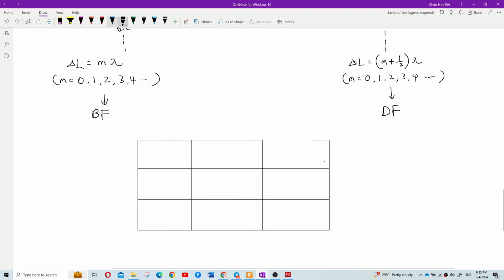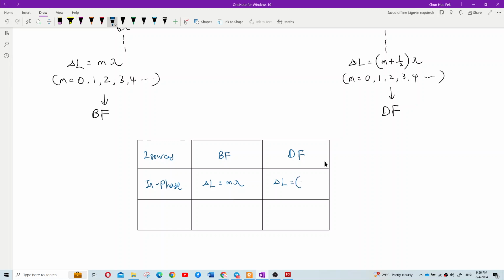Okay, so two sources. Just now I talked about two sources. We are using two in-phase sources. So to produce a bright fringe, the delta L must be in the form of m lambda. For a dark fringe, the delta L must be in the form of m plus half lambda. Okay, class? Where m is what we call the order. Start from 0, 1, 2, 3, and so on.